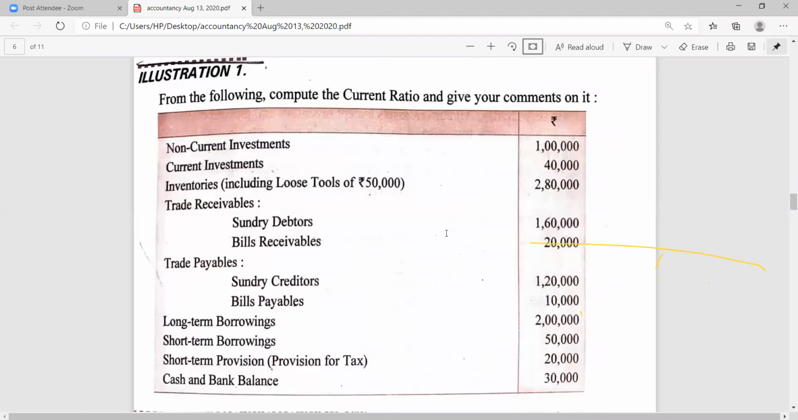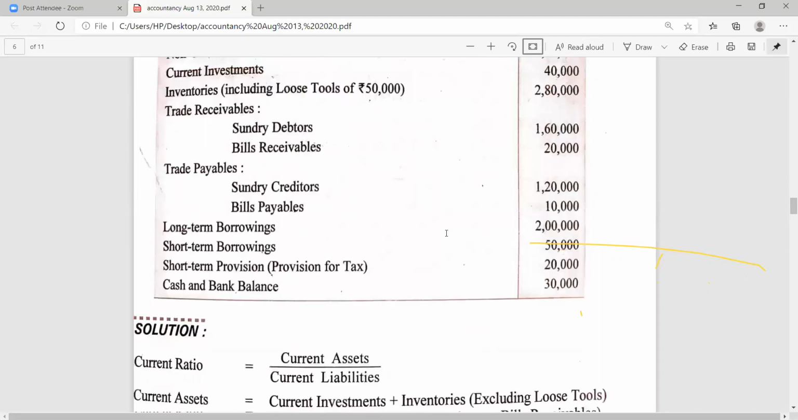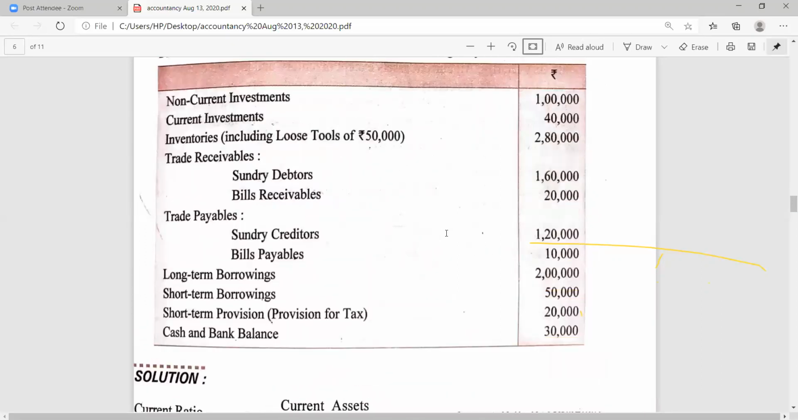Let's do illustration number 1, then the concept will be more clear to you. Here in this question, you have to compute the current ratio and give your comments on it. Non-current investments are given to you. Current investments, inventories including loose tools of rupees 50,000, trade receivables, sundry debtors and bills receivable, trade payables, sundry creditors and bills payable. Long-term borrowings are there, short-term borrowings are there, short-term provision is also there, cash and bank balance. All of you, please take a pencil in your hand and consider all these items which are to be taken or not to be taken while calculating the current ratio.